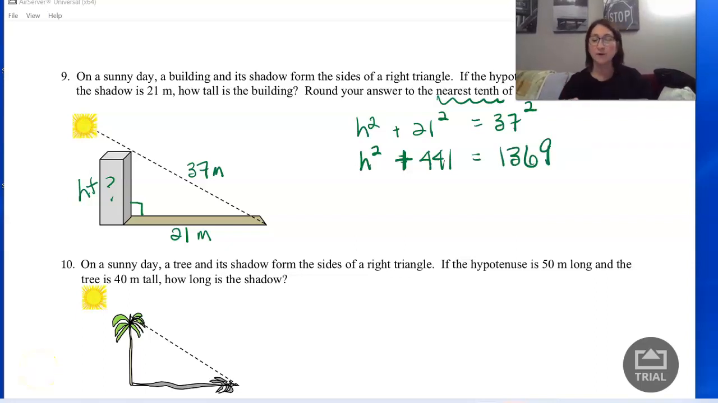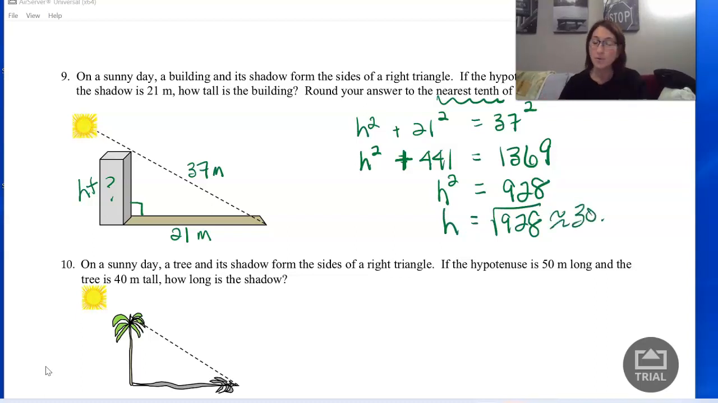So when I subtract 441, I get height squared is equal to 928. If I take the square root of 928, then that is about 30.46. It says to round to the nearest tenth of a meter. Well, that 4 is in the tenth position for place value. So I look to the 6 to make a decision. 6 is larger than 5, so I round up. So this is approximately 30.5 meters.